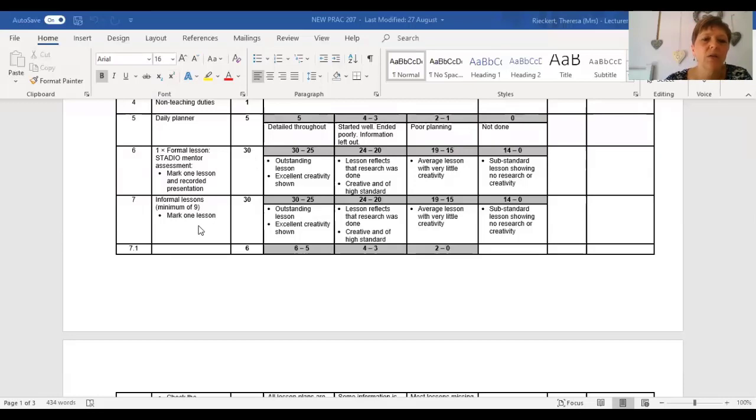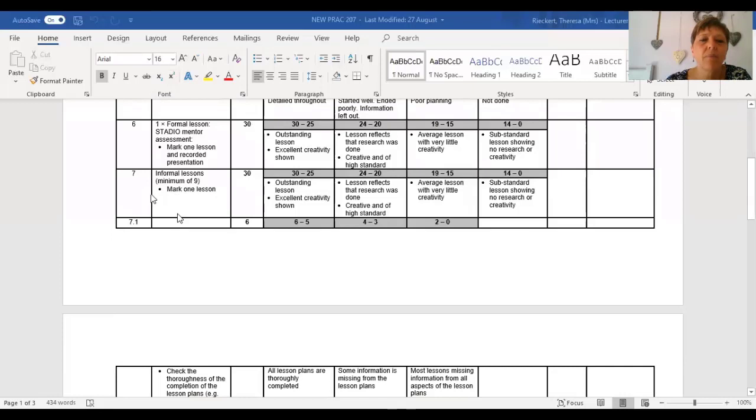The next section is the division for the informal lessons. That's 7. And you can see that you have to mark the one lesson just as you did for the formal lesson. You marked that one lesson and you gave a mark out of 30 and also out of 100 for the formal one. But you're going to look at the 9 lessons. You're going to select one and you're going to mark that lesson plan thoroughly and also give a mark out of 30 for this lesson.